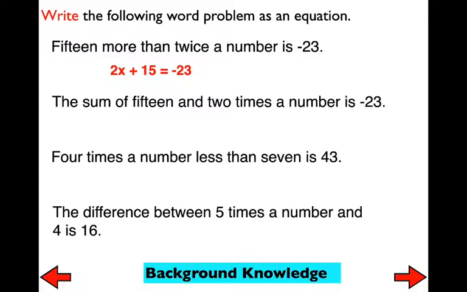Whereas the sum of 15 and 2 times a number is negative 23. There's no flipping going on there in English. It's just 15 plus 2x equals negative 23.